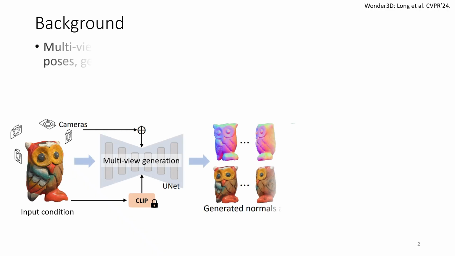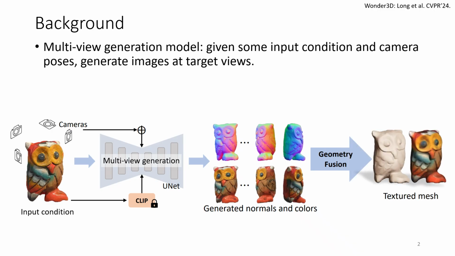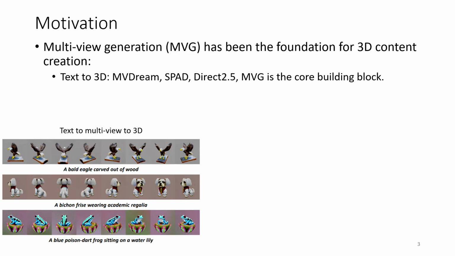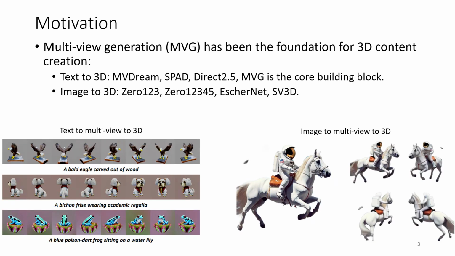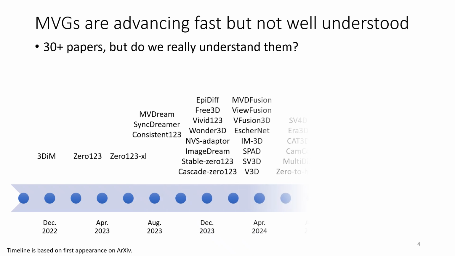Given some condition and camera poses, multi-view generation models output images at packed views. These images can then be further used for 3D composition. These models have been the foundation for 3D content creation. This includes text to multi-view and single image to multi-view generation. There has been exciting advancement in this field, with more than 30 papers popping out in the last 2 years.